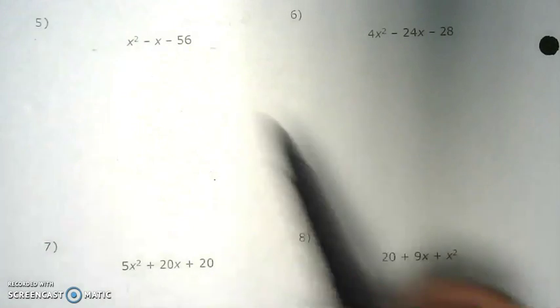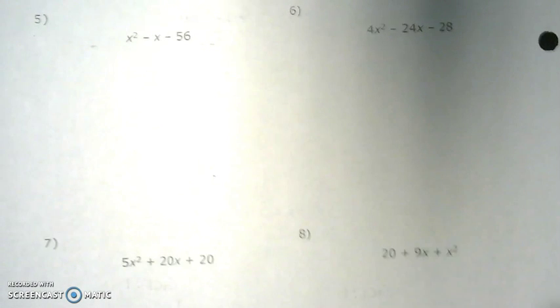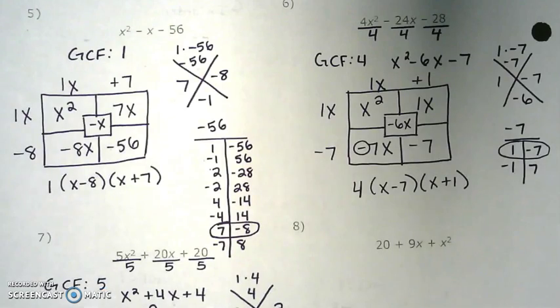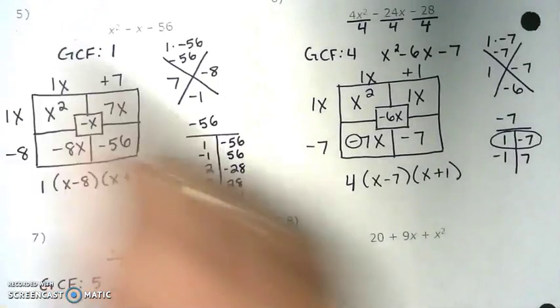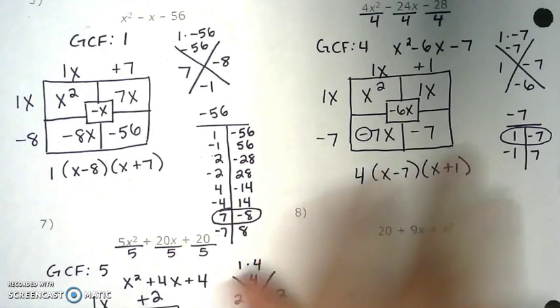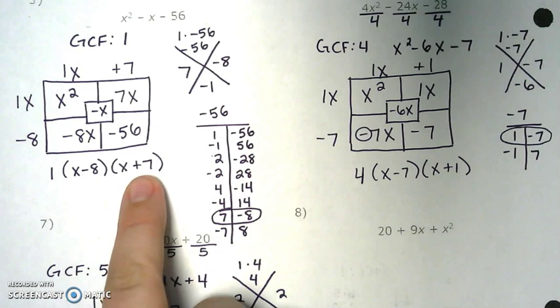Now on the next ones, 5, 6, and 7, you can go ahead and pause the video and try to do it on your own, and then I'll come back with it fully worked out. Okay, so for number 5, the GCF was 1, and your final answer should have been x minus 8 times x plus 7.